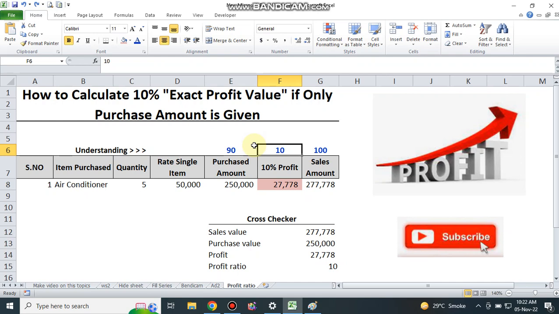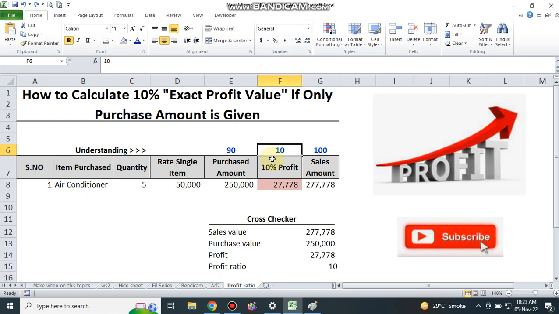If, for example, you want to earn 5% profit, then 100 is your total sales value, 5 is your profit, and 95 is your purchased value, only for the learning purpose. Okay, we assume that we will earn just 10% profit. Therefore I calculate sales as 100. Every time sales would be 100.